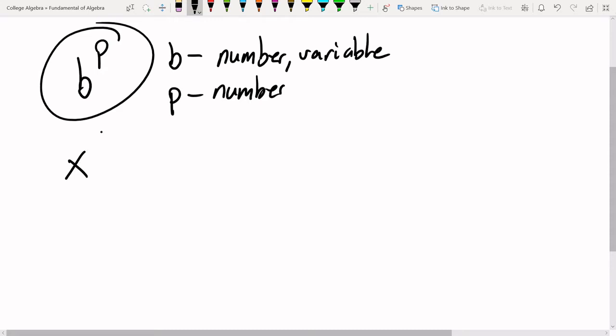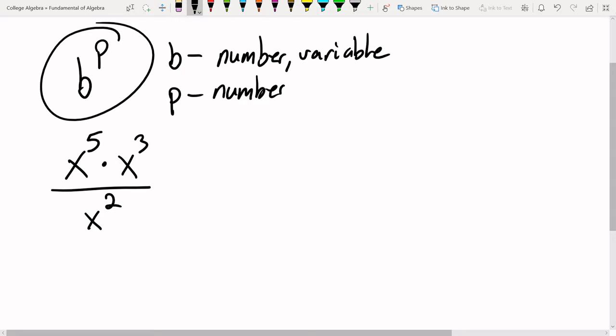For instance, let's look at x to the 5th times x to the 3rd over x squared. Each one of these things, right, has x as the base, a variable, and a power, 5, 3, or 2, as a number. And we're multiplying and dividing them. So can we simplify this down into a much more succinct expression?